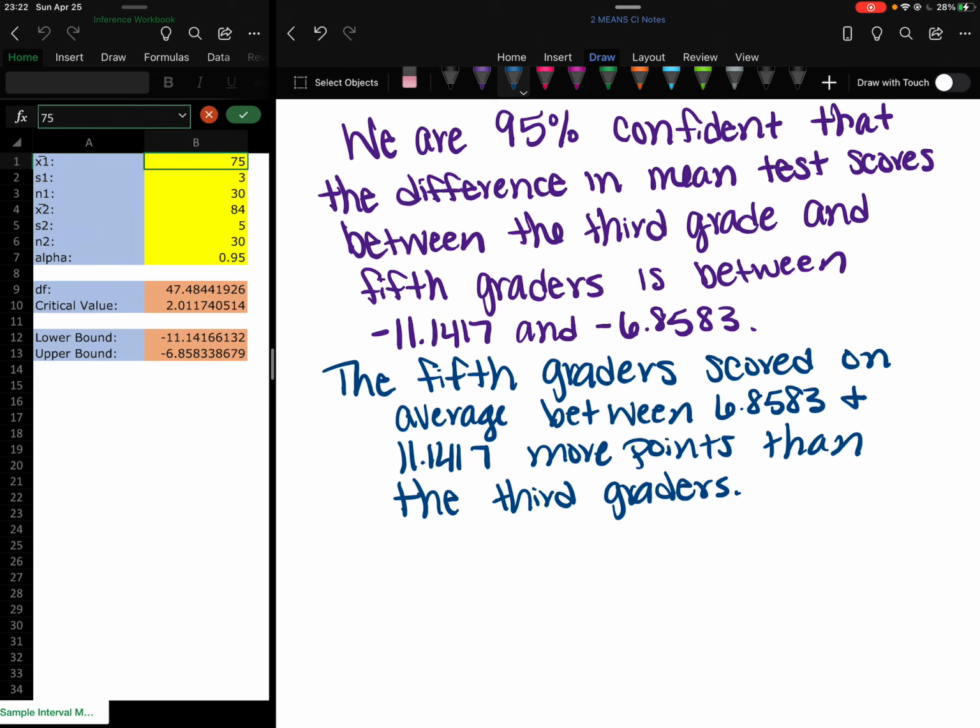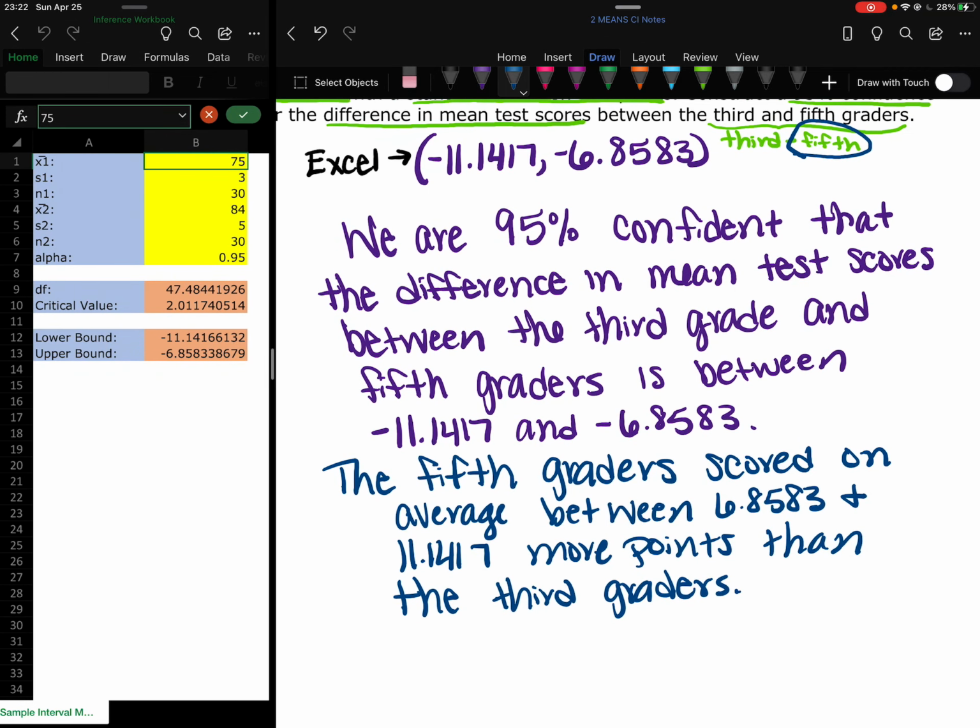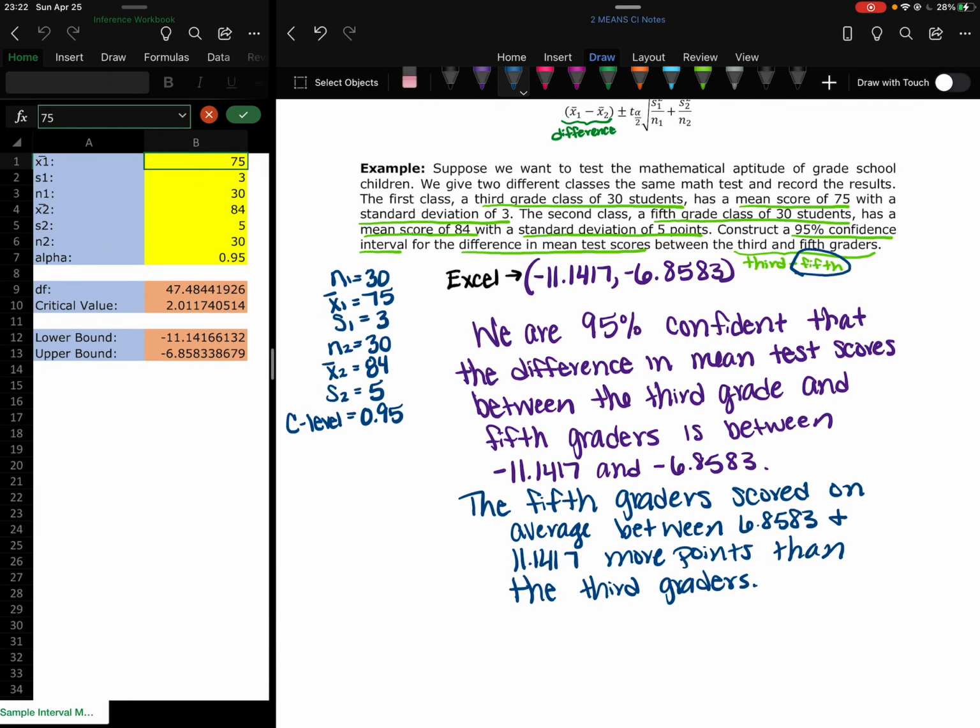It's not a guarantee, it's a possibility, because there's the chance that the difference between the two classes is equal to 0, because 0 is in the interval. But that's not what we have here. We have both of the values negative, which indicates that the fifth graders did better because I did third first, fifth was second. So I did third minus fifth. So that means the fifth graders are doing better on this test. And that is the confidence interval for the difference between two means.